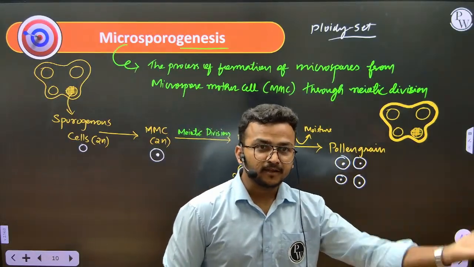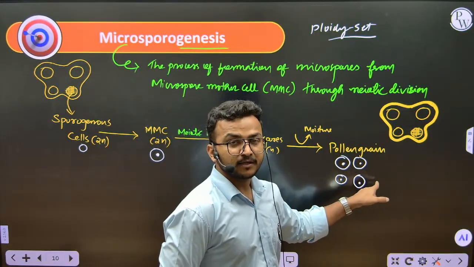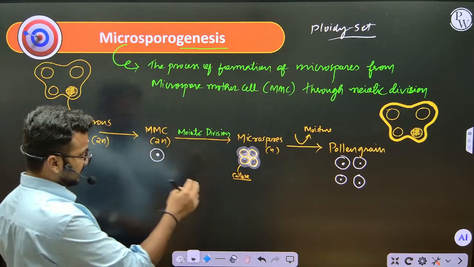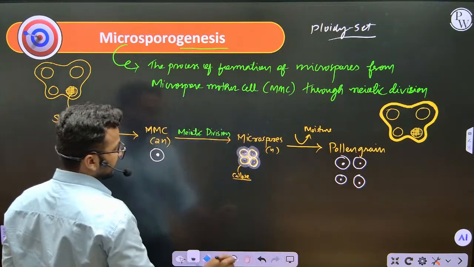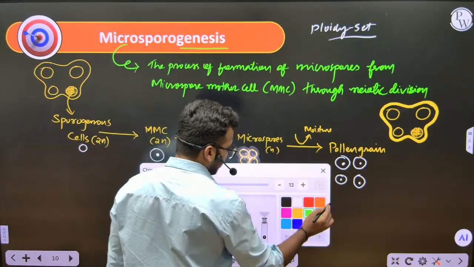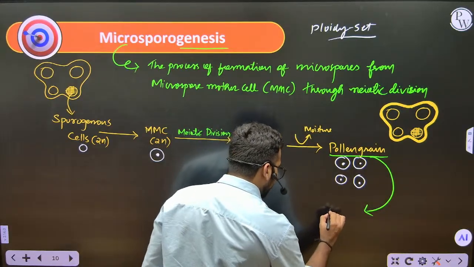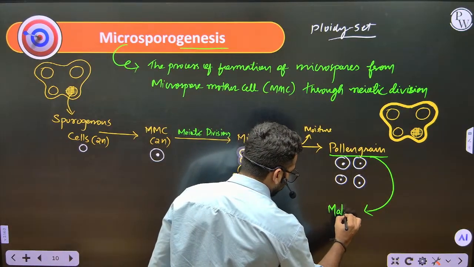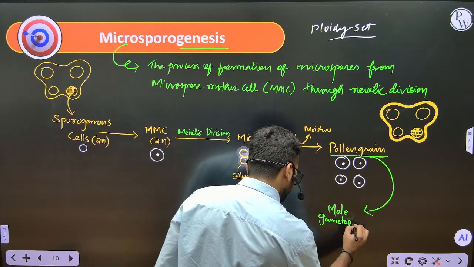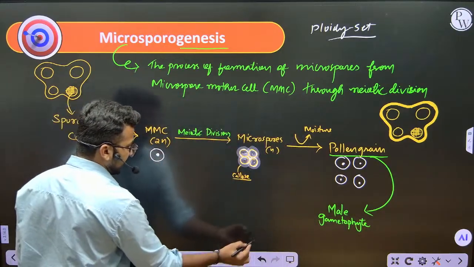So there is another process that will be taking place completely in each pollen grain. That process we call gametogenesis, complete gamete formation. So you need to note here: the pollen grain is a male gametophyte. Pollen grain is a male gametophyte.